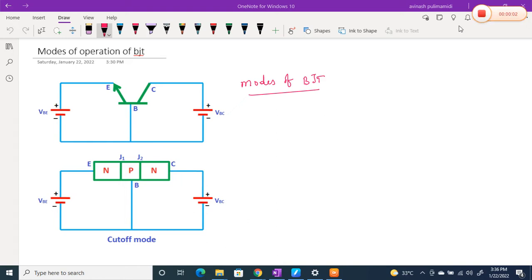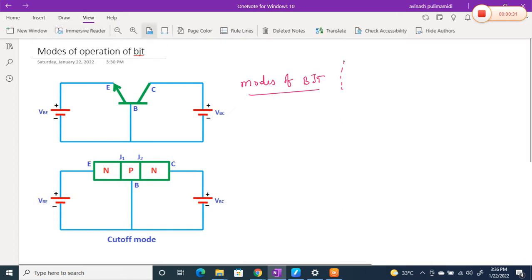Hello friends, we will discuss the modes of operation of a BJT. As I said already in the previous class, for one diode, how many biasing techniques can we apply? For one diode, we can apply either forward bias or reverse bias, based on the terminals given to the regions.